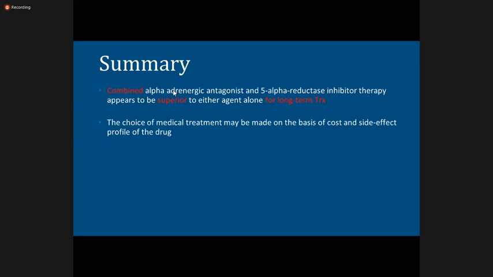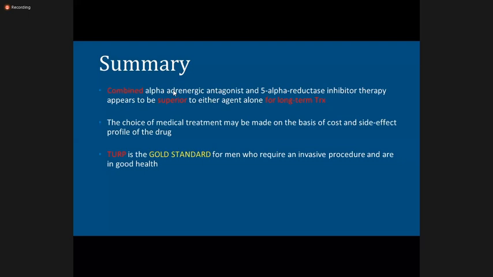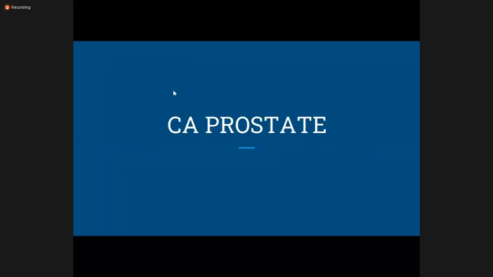The choice of medical treatment may be made on the basis of the cost and the side effect profile of the drug. TURP is the gold standard treatment. TURP is the transurethral resection of prostate.